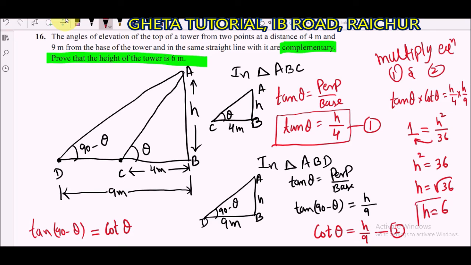6. So what is the height of the tower? 6 meter. Hence proved. Very good.